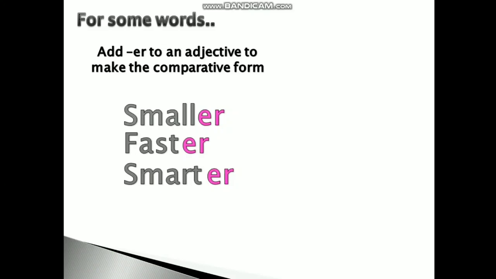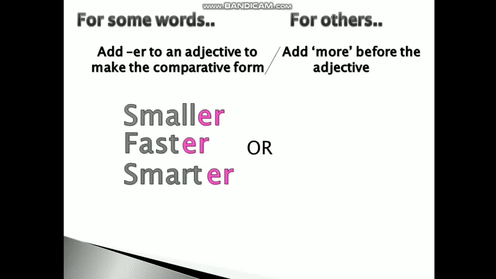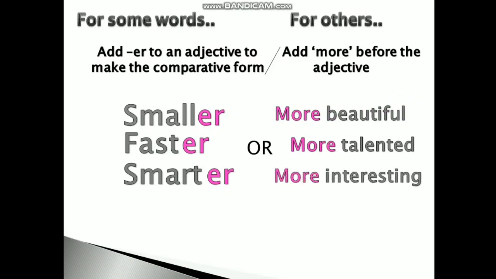Smarter. But then too, there's a reason I haven't written for all words, and instead I've written for some words. Because there are other words that cannot form the comparative with the addition of er. For the other words, you have to add more before the adjective to form the comparative form. For example, you have more beautiful, more talented, and more interesting. Now you cannot add er to beautiful, to talented, to interesting. You only have to write more before beautiful so that you can come up with the comparative. Because if you write beautifuler, that would be grammatically incorrect. So you can either form the comparative with addition of er or you can just add more before the adjective.